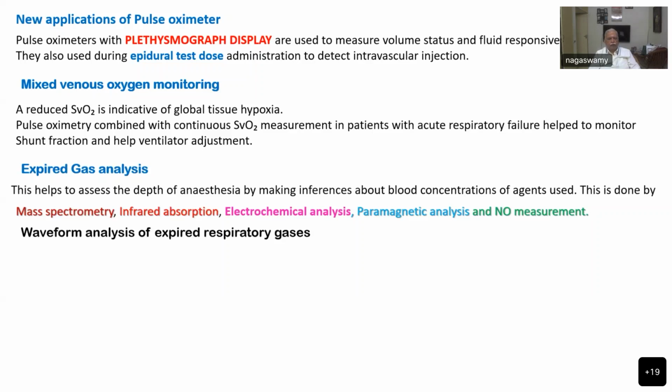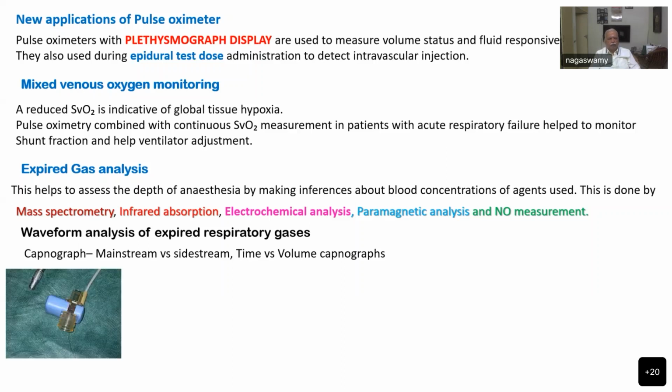Waveform analysis of expired respiratory gases is also used for adjusting your ventilation. And the most common one we use is the capnograph, of which there are two types, mainstream and side stream, and there are also time versus volume capnographs.